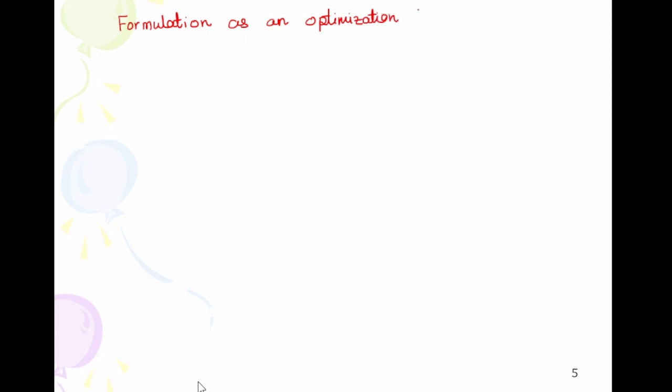Formulation as an optimization problem. Formulation as an optimization problem basically means how we can convert that system modeling problem into an optimization problem. Okay. Right. So previously what we did, first of all, we had written the objective, and then we had written the aim.